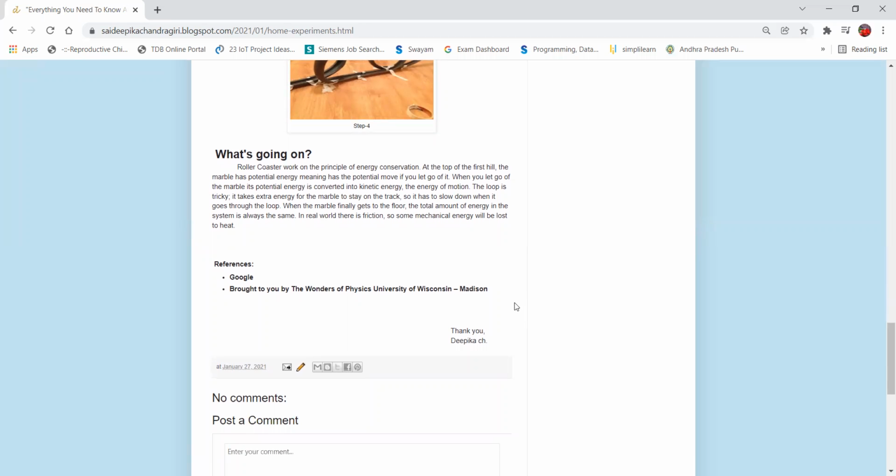So here some references are taken from Google and brought to you by the Wonders of Physics, University of Wisconsin, Madison. So by using this, I created this experiment.